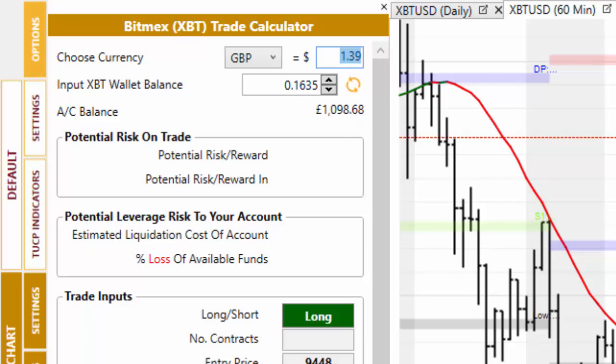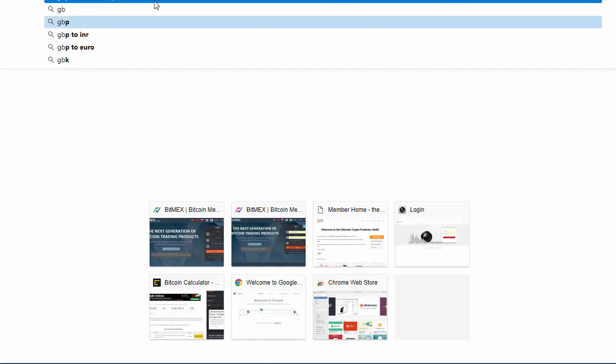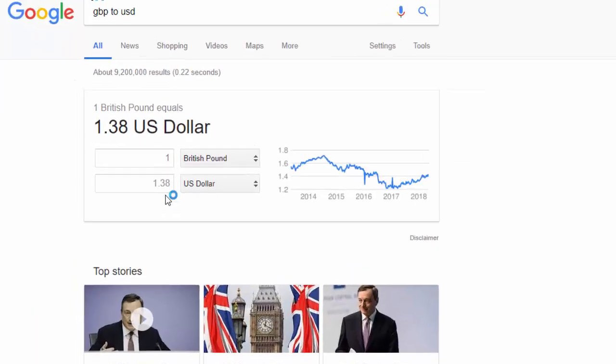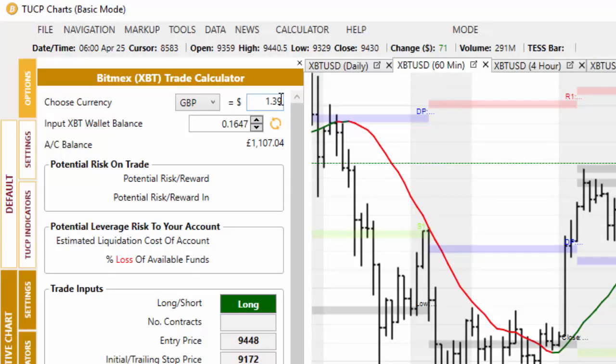Let me show you how to do this. The quickest way to get the current price for the GBP USD, if you don't have access to any forex prices, is to open the web browser, go to Google, and then just type in GBP, and you'll see that it comes up with this in the top of the search straight away, and there you can see it's 1.38. So take that figure, go back to the software and just type in 1.38.